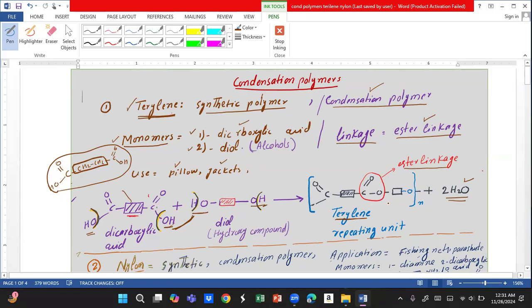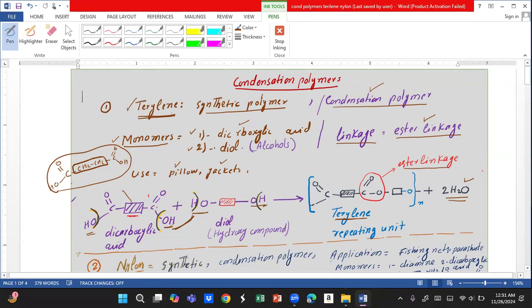Okay. Now, what type of questions can be asked in this polymer? Number one, synthetic, I told you earlier, 1 mark. Type of polymer, natural or synthetic? Synthetic. Addition or condensation? It is condensation.